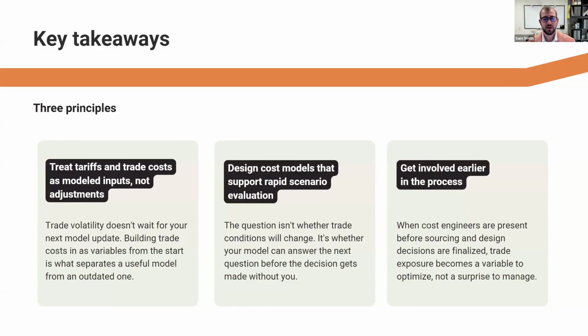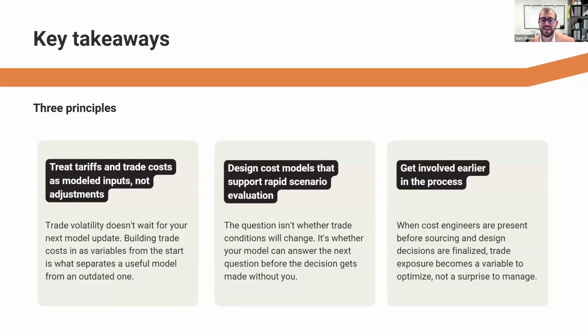The second is model the full cost chain, not just the trigger. When trade conditions change, the impact doesn't stop at the line that got updated. It moves through the entire cost structure, overheads, sub-assemblies, finished goods, margin. A model that only captures the trigger is giving us an incomplete picture, and an incomplete picture leads to decisions that will need to be revisited later on.